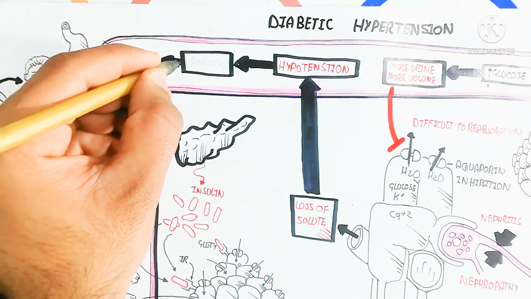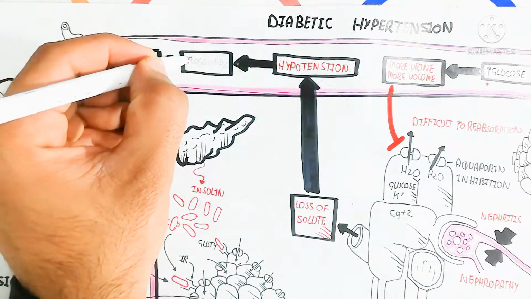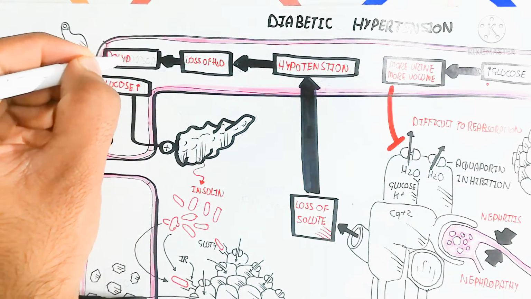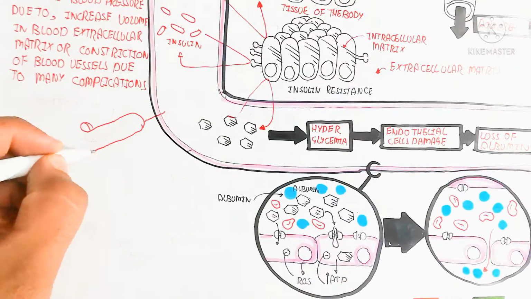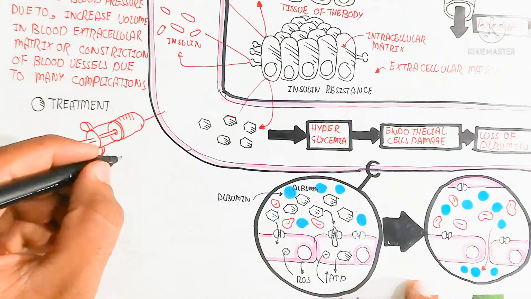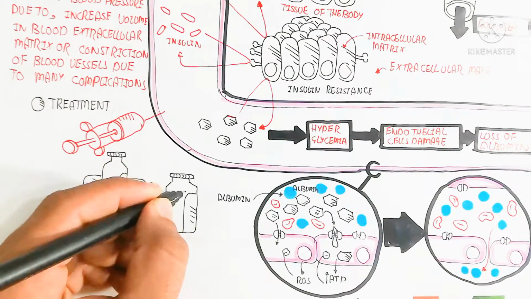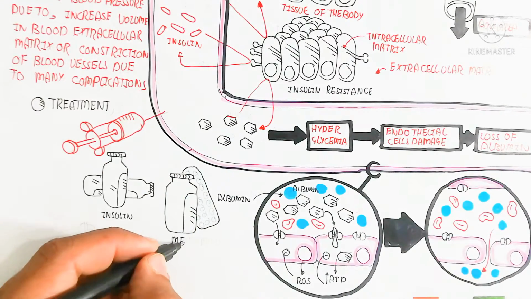So in this way, aquaporin will not lead to reabsorption, and it is difficult to reabsorb, because a lot of water will be excreted for the excretion of the glucose. On the other hand, polydipsia can occur, along with loss of water.